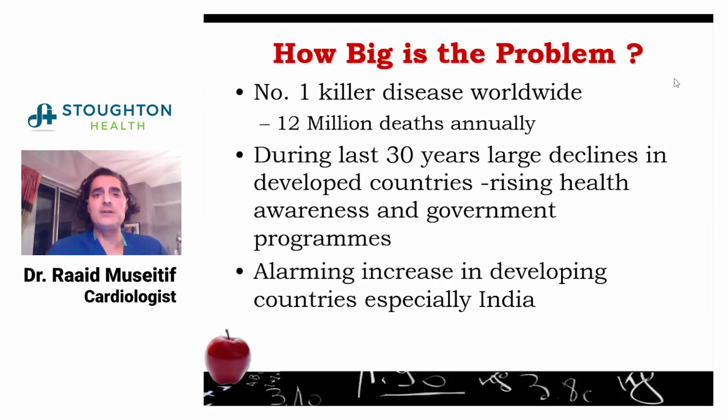So what is the epidemiology of this? How big is heart disease? Well, it turns out that heart disease is still the number one killer worldwide. Over 12 million deaths occur every year from heart attacks. Now, the fortunate thing is during the last 30 years, we've seen big declines in developed countries.